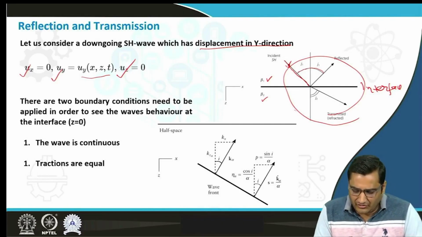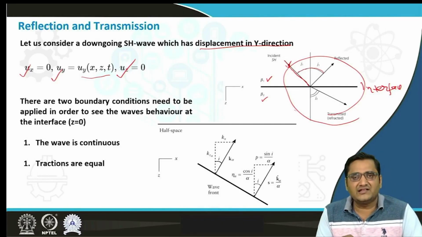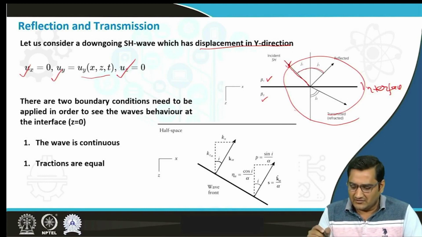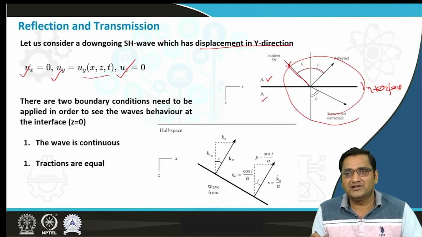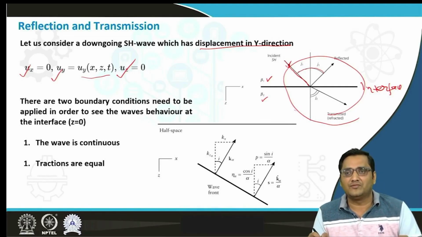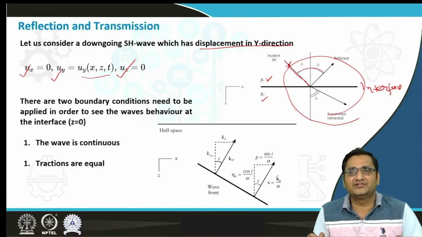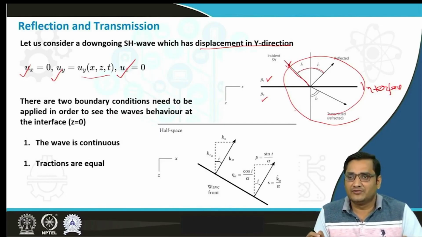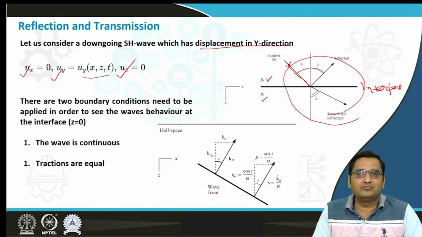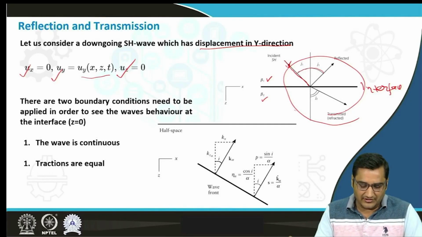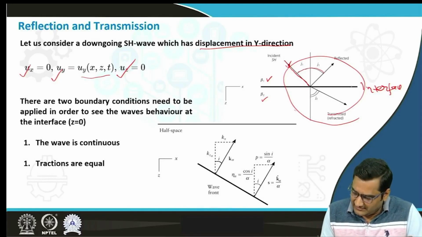Now, in order to solve for the reflection and transmission coefficients for the SH wave, basically we want to find out how much amplitude of the SH wave is going to be reflected and how much energy is going to be transmitted. In that case, we are going to apply two boundary conditions. What are those conditions? Let's suppose this interface is located at Z equal to 0.